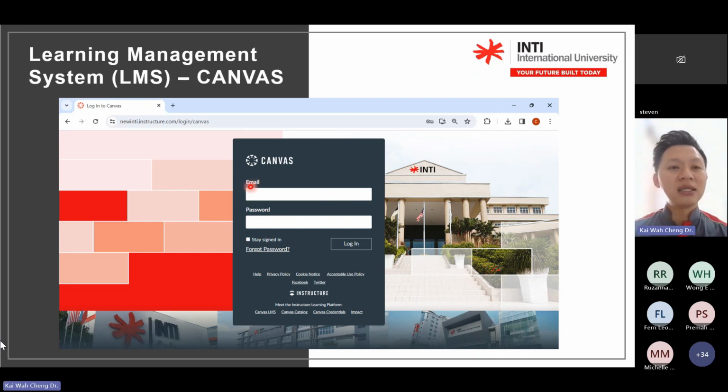And this is the next important website, learning management system, LMS, at INTI International University. We will use Canvas as the platform to download the course material, revision material, submissions of coursework, your tests or quizzes, everything will be done on this platform. So this website is important for everyone.